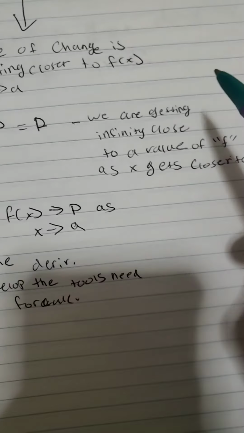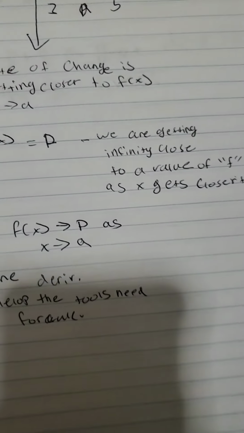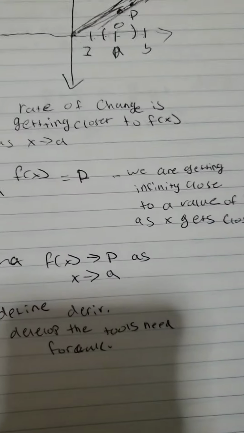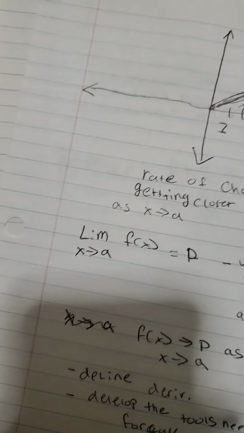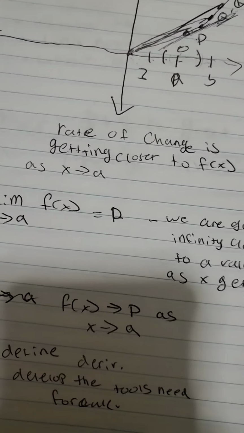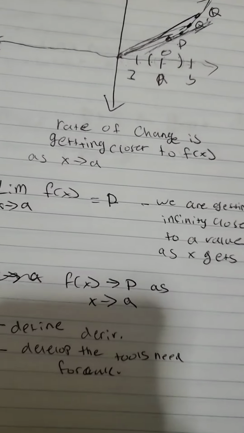Essentially, what we're talking about is, okay, limits. Limits allow us to find any rate of change, or pretty much limits allow us to look at any function at an infinitely small interval, as x changes, the function changes.